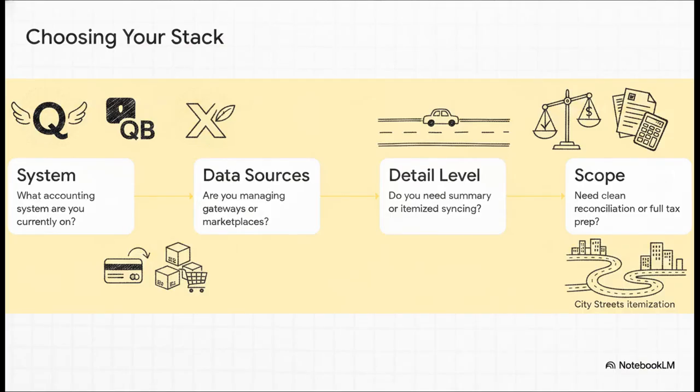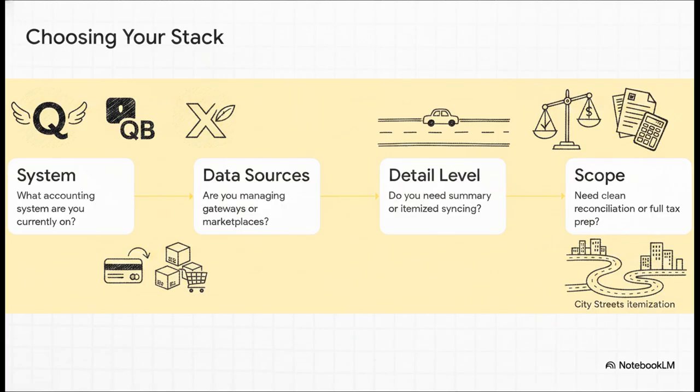Section 6. Building Bulletproof Books. And this brilliantly illustrates how you can cut through all that noise and build accurate automated accounting. You really just need to answer the 4 questions in this framework. First, what accounting system are you on? Tools integrate very differently with QuickBooks Online versus desktop versus Xero. Second, where is your data coming from? Are you managing direct gateways like Stripe or massive marketplaces like Amazon?